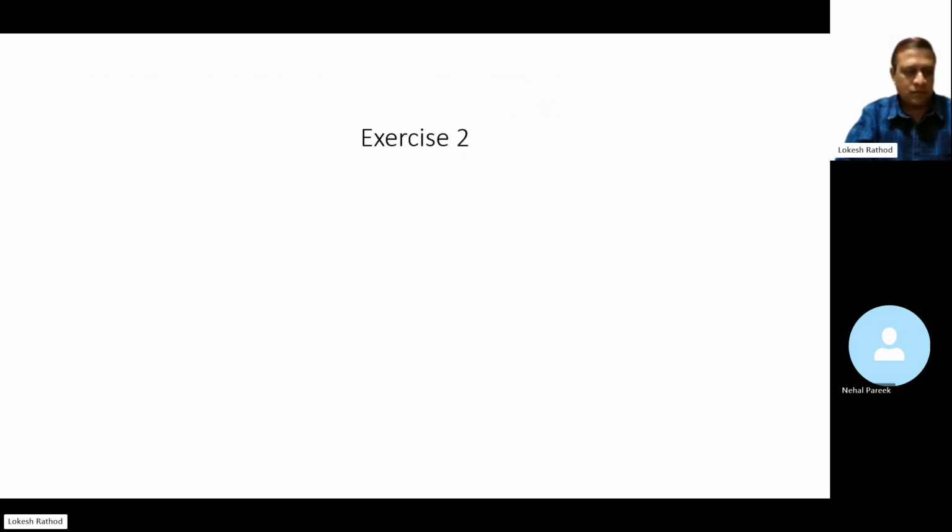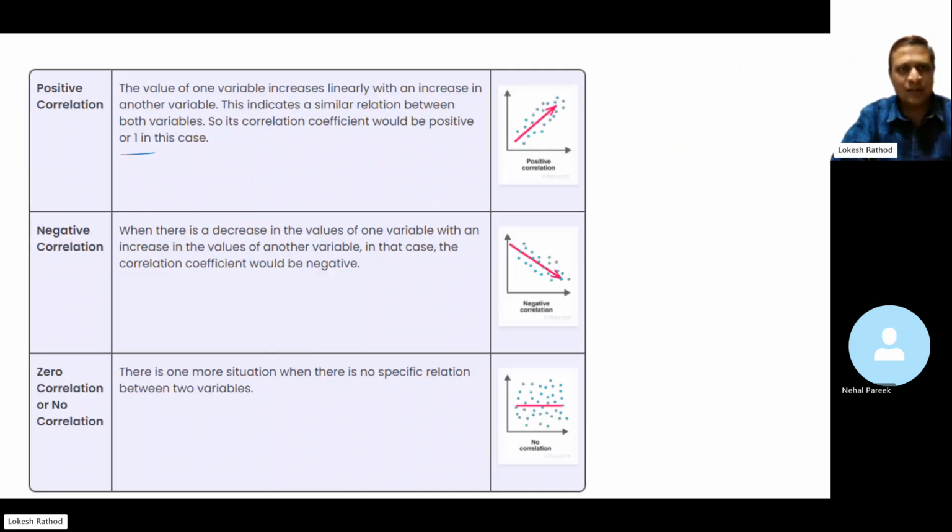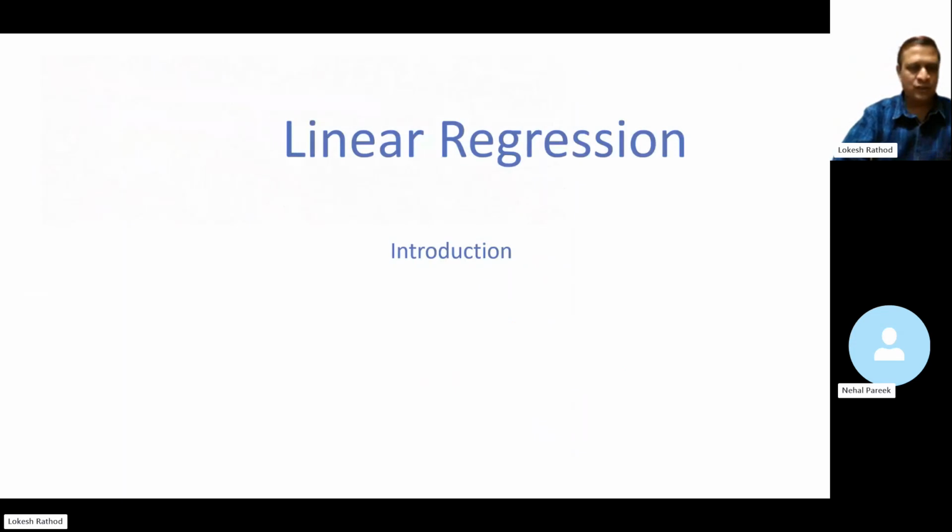So before starting the exercise, let's quickly, in 2 minutes, go through each of the formulas. You have noted down all the formulas? Yeah, that is in front of you, right?